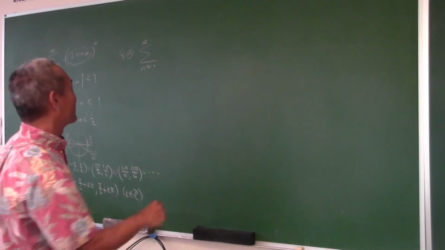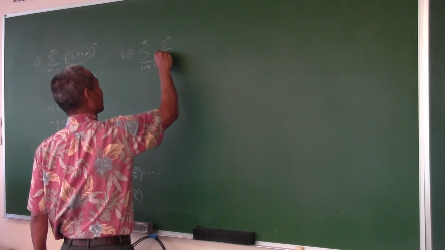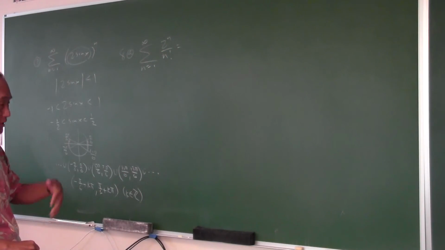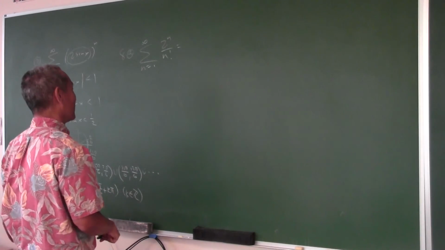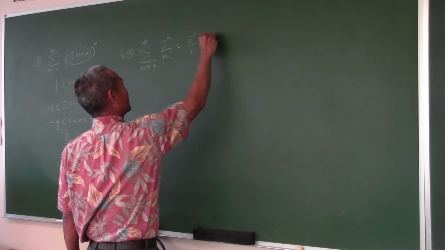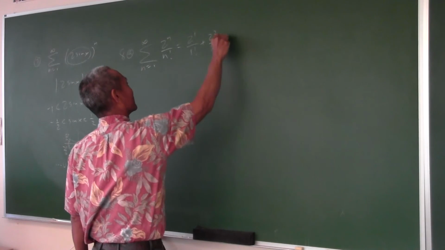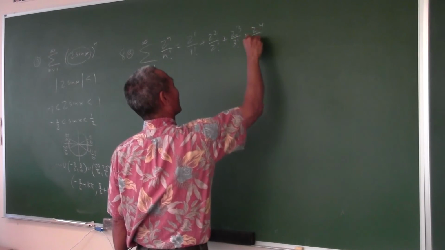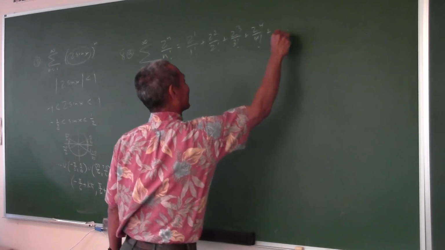2 to the n over n factorial. Okay, so the first thing you should do is write out the first 4 terms, or at least, okay? Plug in 1, 2 to the first over 1 factorial. Plug in 2, 2 to the second over 2 factorial. 2 to the third over 3 factorial. 2 to the 4 over 4 factorial, dot, dot, dot.